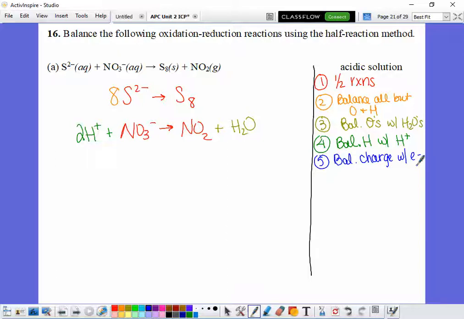Looking at this first half reaction, what is the overall charge on the left? Negative what? Negative 16, because I have 8 S2 minuses, and 8 times -2 is negative 16. So I have a negative 16 charge on the left. And what is my overall charge on the right? 0. So which side is more positive? The right. So I need to add my electrons to the right. How many electrons am I going to add? 16 of them.